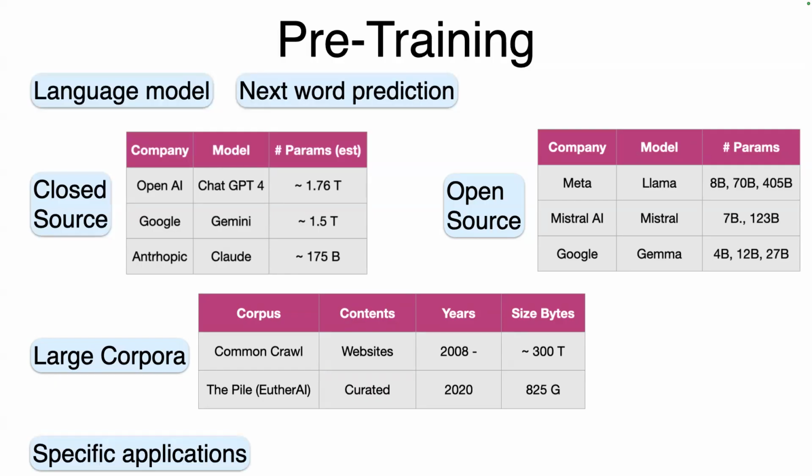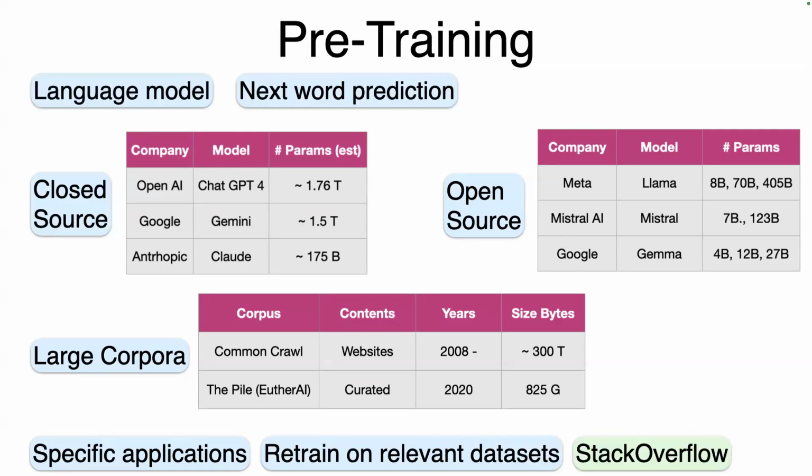And so when you want to apply it to a specific application, then what you do is maybe you retrain on the relevant database, for example, Stack Overflow and so on. And maybe you can skip this.